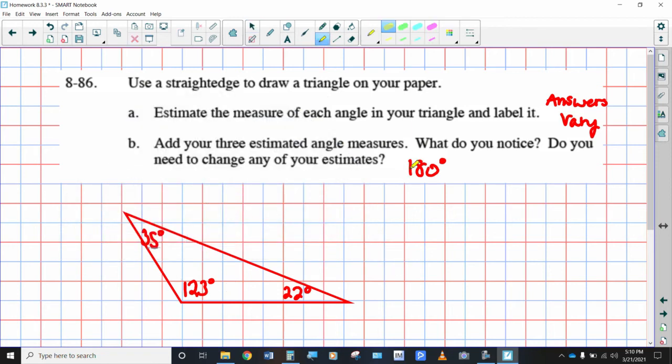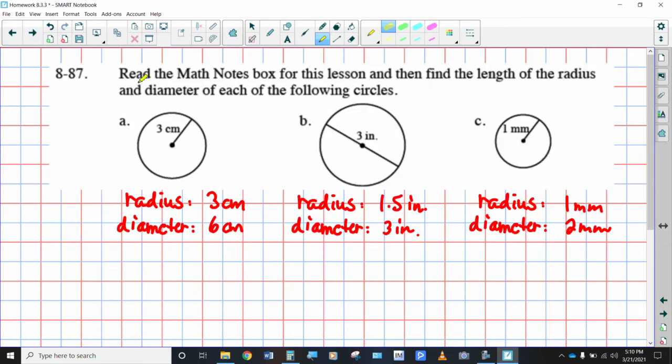But we do know one thing for sure. All three of these angles, when added together, have to add up to 180 degrees, because that's the nature of triangles. In all triangles, the sum of the angles is always 180 degrees. All right, now what do we have to do here?